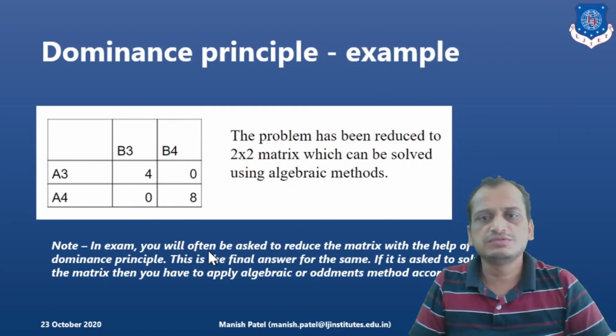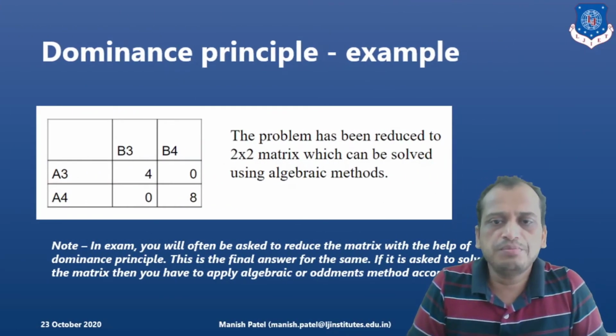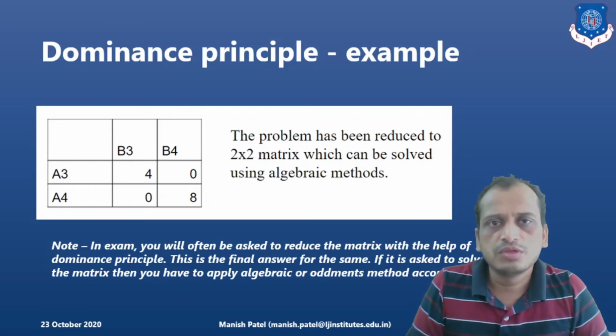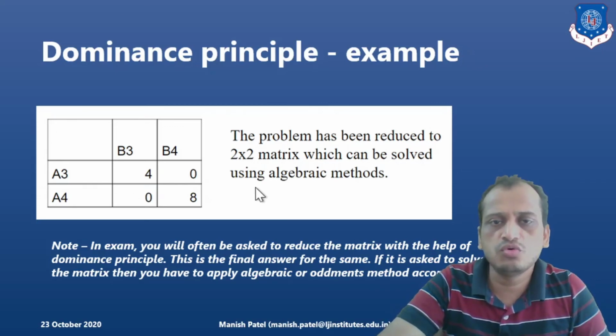So what we have got here is a 2 cross 2 matrix. The principle of dominance is to reduce the matrix to 2 cross 2. Why 2 cross 2? Because you can easily solve a 2 cross 2 matrix with the help of the algebraic method and arithmetic method, which we will discuss in the forthcoming lecture. Now, for example in exams, if you are asked to solve the problem, you can solve up to finding the value of the game with the help of the algebraic and arithmetic method. But if in the exam it is asked to reduce the matrix, you have to do it up to here only. Reduce up to a 2 cross 2 matrix.